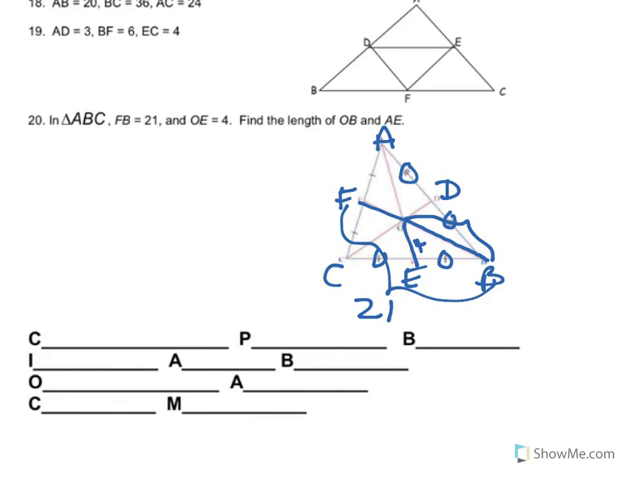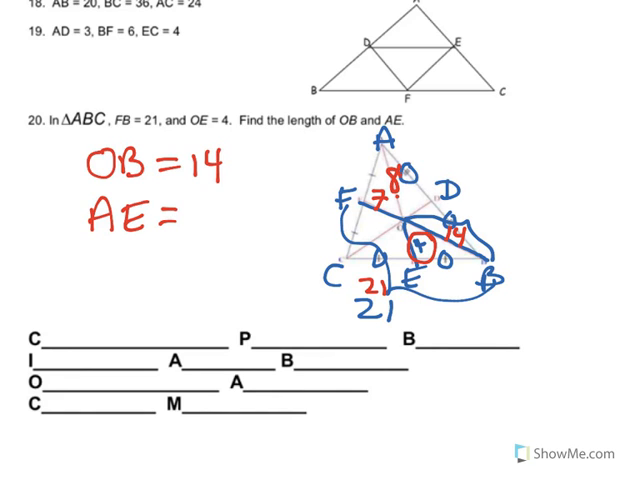So if FB is 21, then this one's going to be 7, and this one's going to be 14. So OB is equal to 14. And then let's see, what's the other one we need to do? AE. Well, we know if this is 4 and the 2/3 rule is in effect, this one's going to be double that. It's going to be 8. So if this is 8 and this is 4, AE total, remember this is a little tricky because it wants both of them, is equal to 12.